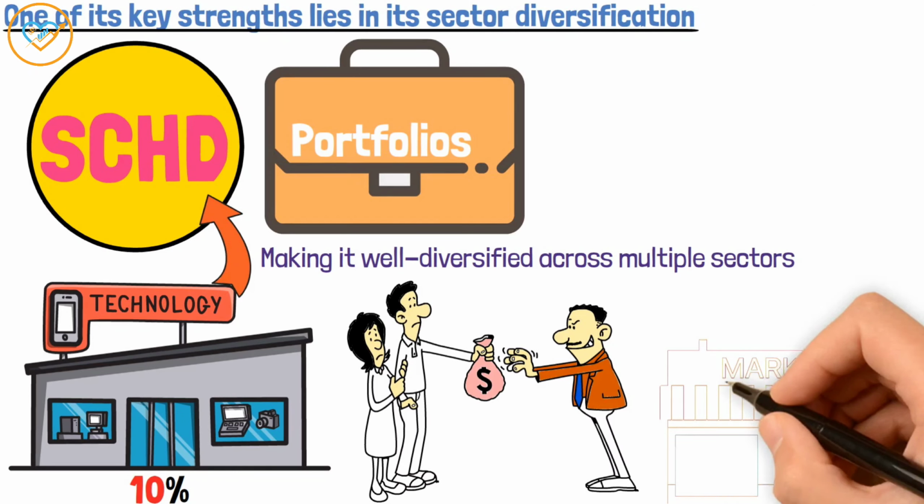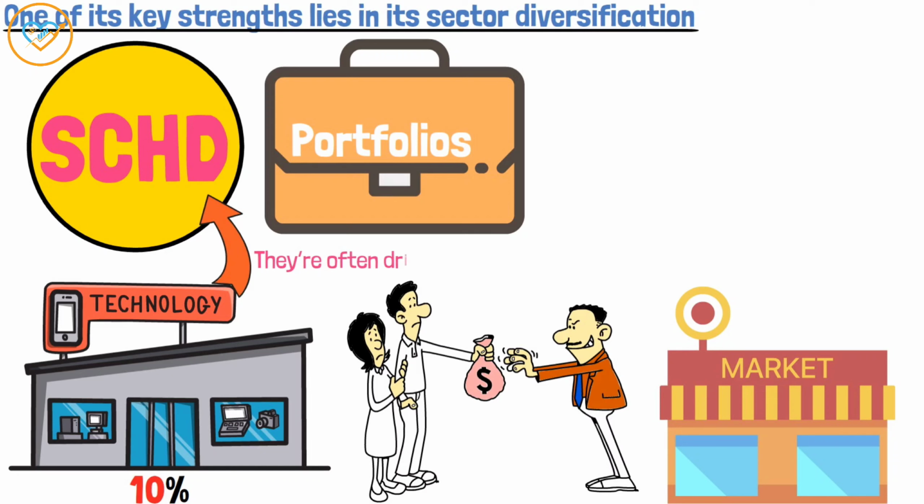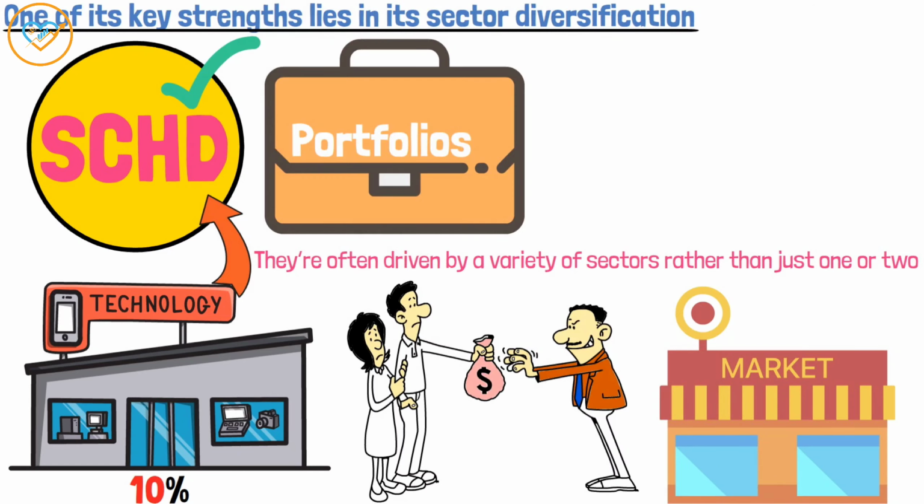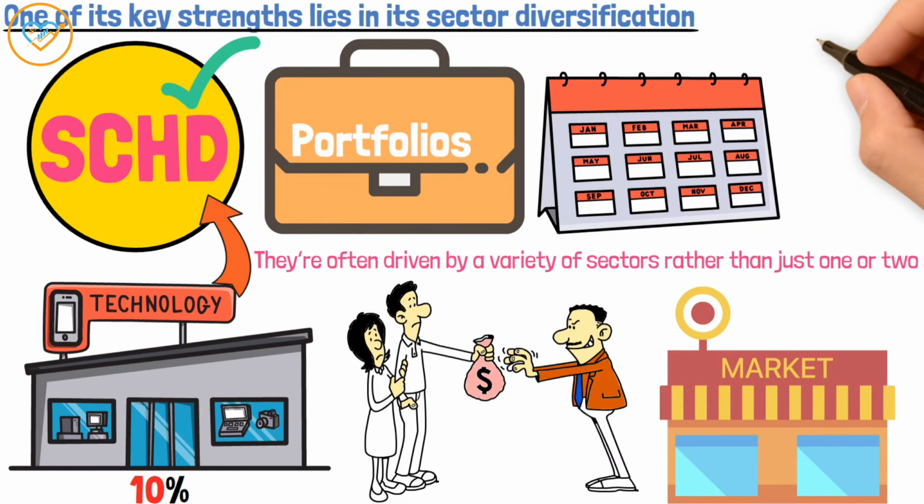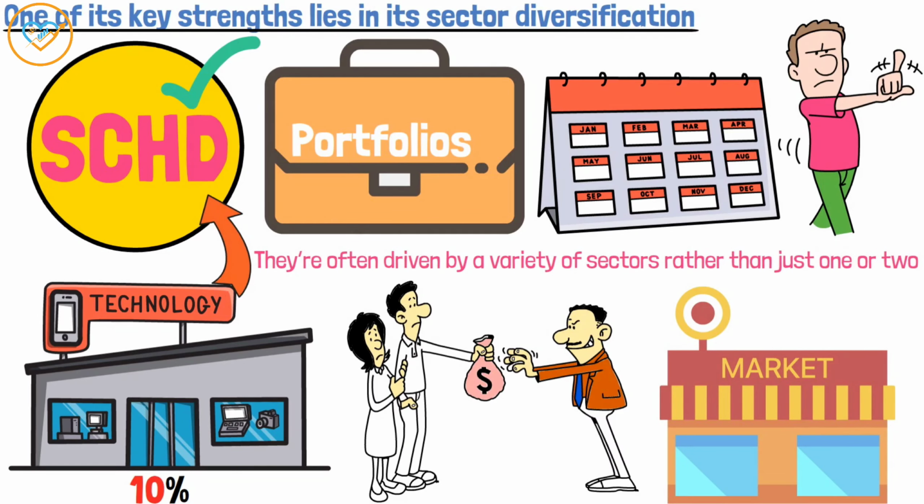When looking at strong bull markets, they're often driven by a variety of sectors rather than just one or two. This is exactly why SCHD has performed so well over the years, and it's not overly reliant on any single sector, allowing it to thrive in diverse market conditions.